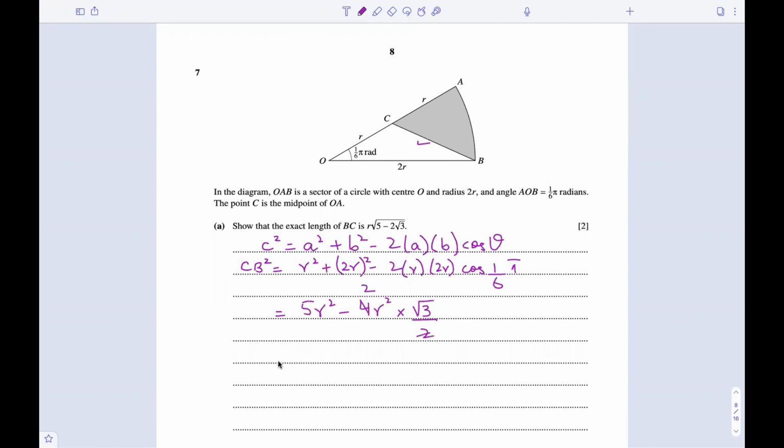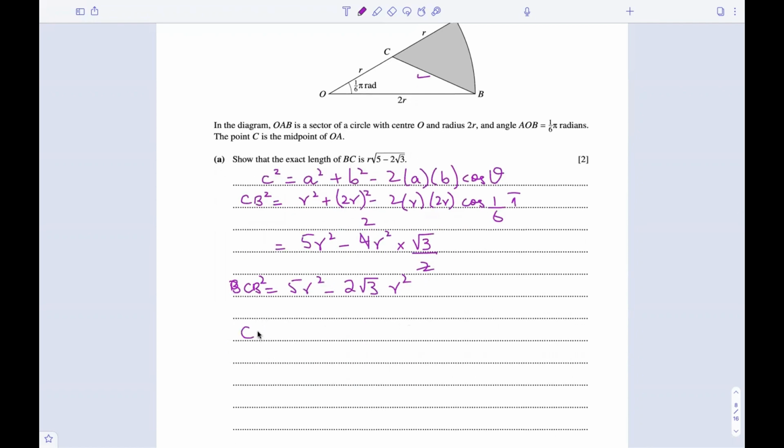Cancelling this, we get 5R squared minus 2 root 3 R squared, and this is equal to CB squared. For the length of CB, we'll square root both sides, so CB is equal to the square root of 5R squared minus 2 root 3 R squared. Now as we have to bring it in the given form, we can take R squared common, so this will become R squared into 5 minus 2 root 3.